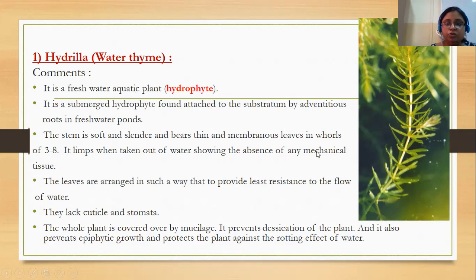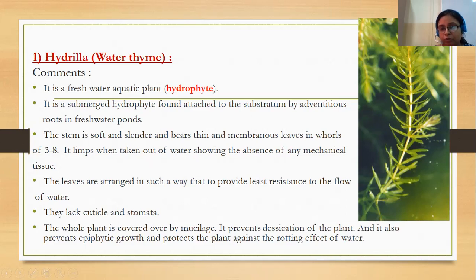Fine. So see this, the whole plant body of this hydrilla is submerged in the water. It is totally under the water. So that's why such type of plant can also be called a submerged hydrophyte, and they remain attached to the substratum. Substratum means any solid surface like the rocks, or the bottom soil of the pond or the lakes, by means of the adventitious roots in these freshwater ponds.